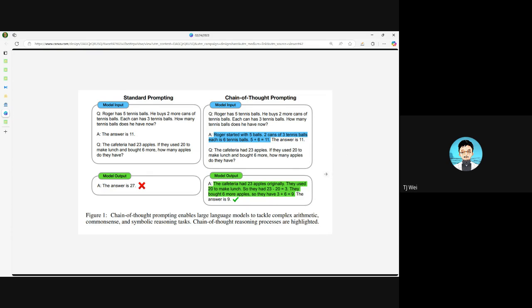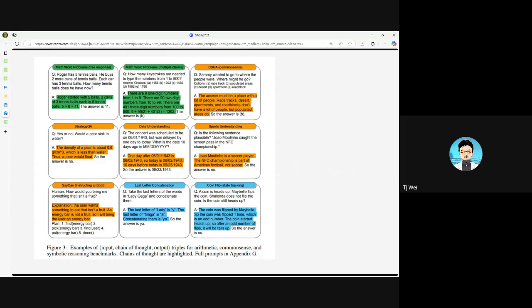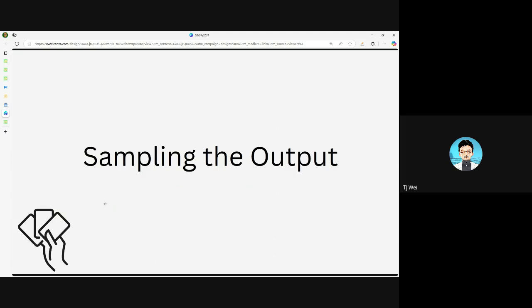OK, so these are some things related to chain of thought. But the currently most popular chain of thought approach is chain of thought fine tuning, which was popularized by DeepSeek R1. Here are more examples about chain of thought prompting. If you give it the reasoning, the accuracy gets higher.